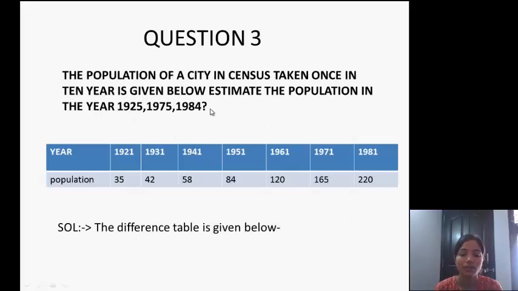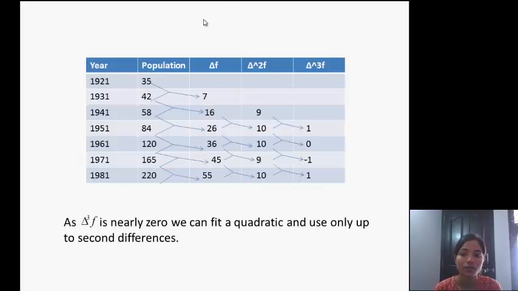Now our next question is to estimate the population in the years 1925, 75 and 84. So in this question we'll use a forward difference formula and a backward difference formula. First of all, we have to generate our difference table. Again, by forward difference, the function value at the current argument is subtracted from the function value at the next argument. By this, we can generate del f1, del f2 and so on, del square f1, del square f2 and so on, del cube f1 and del cube f2 and so on. Here del cube f is nearly 0. We can fit a quadratic and use only up to second differences.